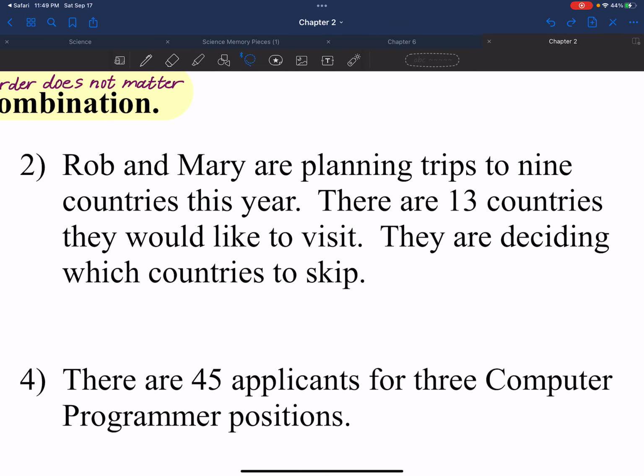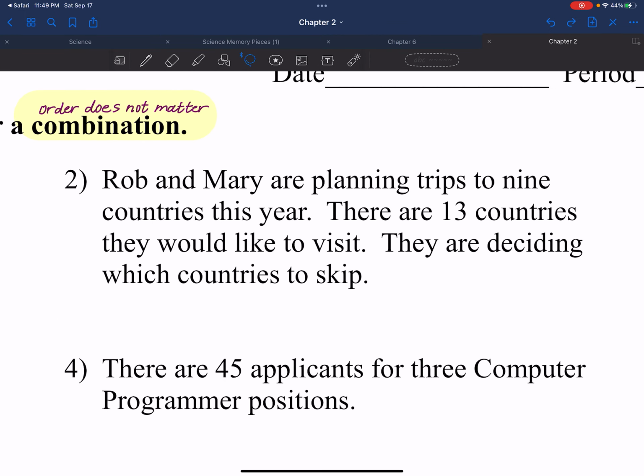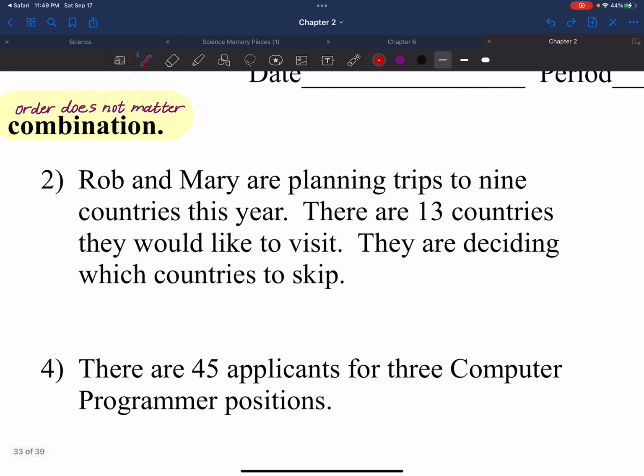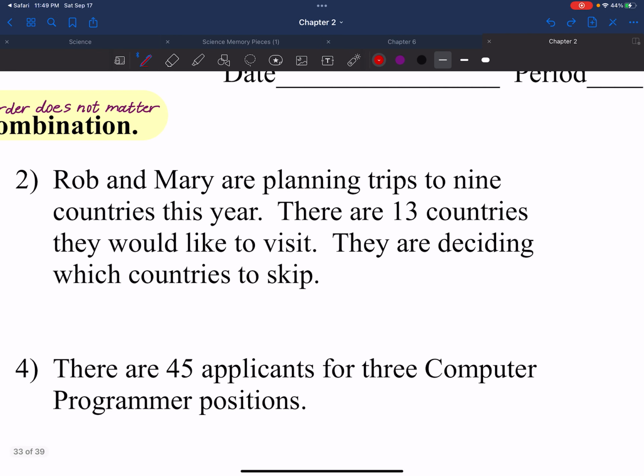Rob and Mary are planning trips to 9 countries this year. Wow. There are 13 countries they would like to visit. They are deciding which countries to skip. Is this a combination or a permutation? Does the order matter? No. This one, as long as they get to their 9 countries, it doesn't matter which ones they do in order. So this is a combination problem.